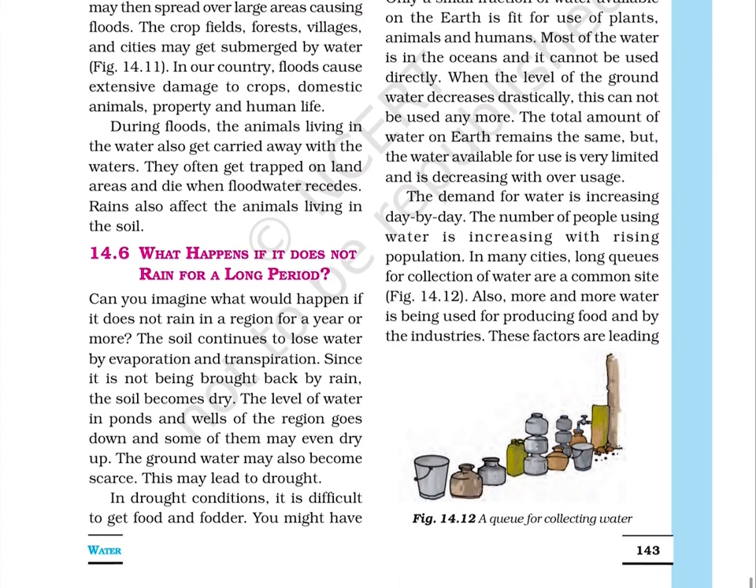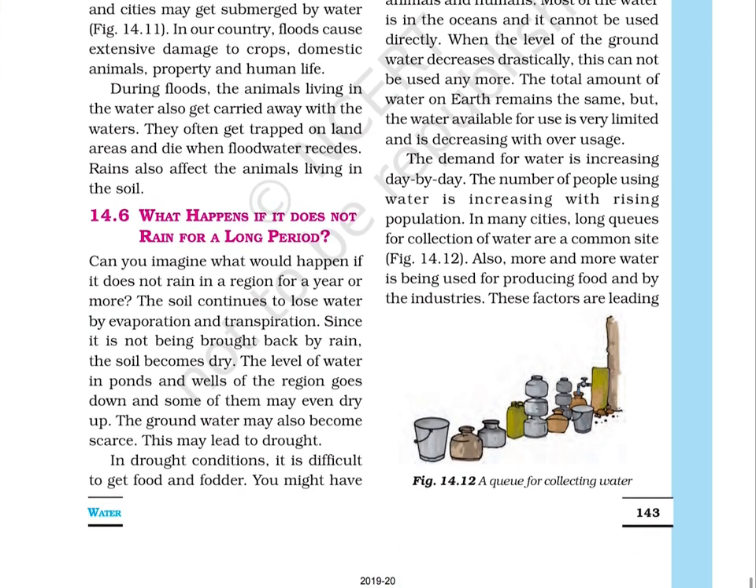14.6. What happens if it does not rain for a long period? Can you imagine what would happen if it does not rain in a region for a year or more? The soil continues to lose water by evaporation and transpiration. Since it is not being brought back by rain, the soil becomes dry. The level of water in ponds and wells of the region goes down, and some of them may even dry up. The groundwater may also become scarce. This may lead to drought.